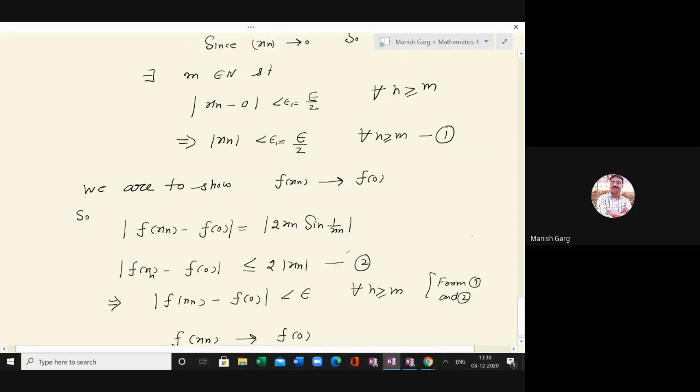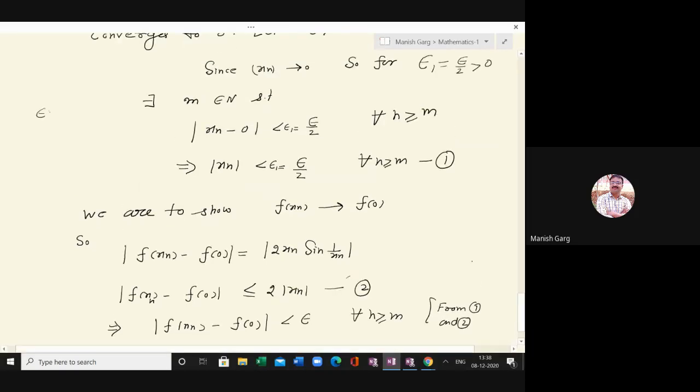Clear? What I did: epsilon is greater than 0, you have to prove this, so I applied the definition of convergence for it. This is also a positive number, epsilon by 2. Why? Because here 2 is coming. So the expression will look like in terms of epsilon. Just wait.